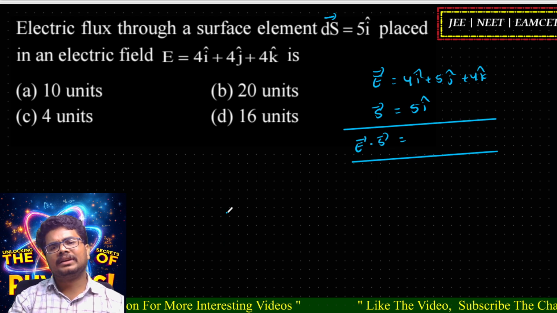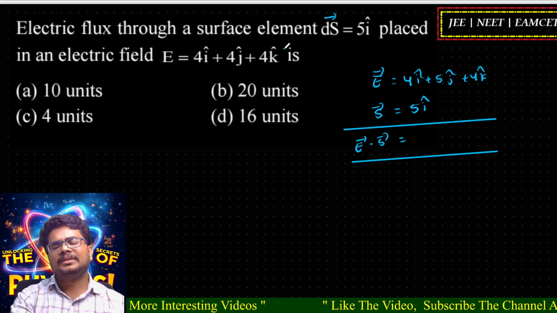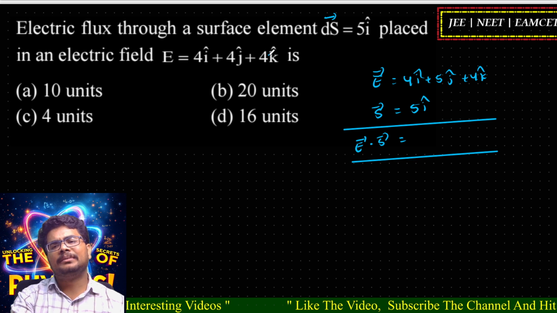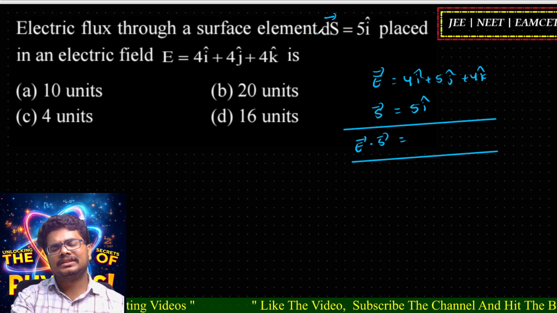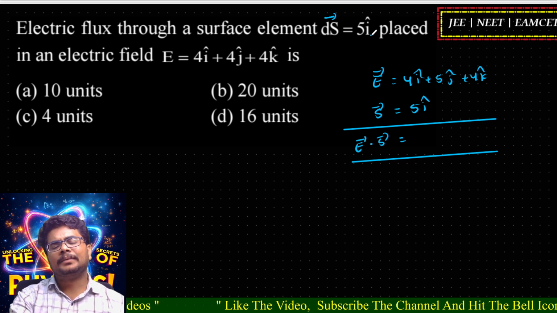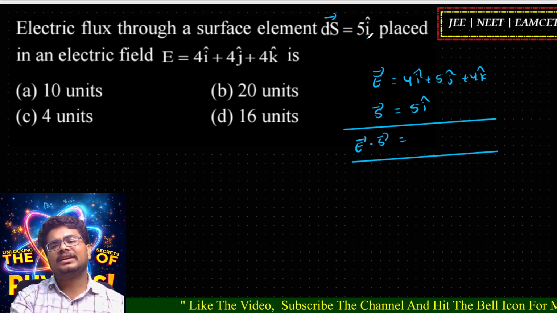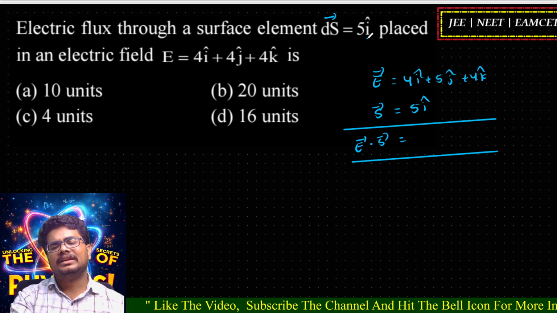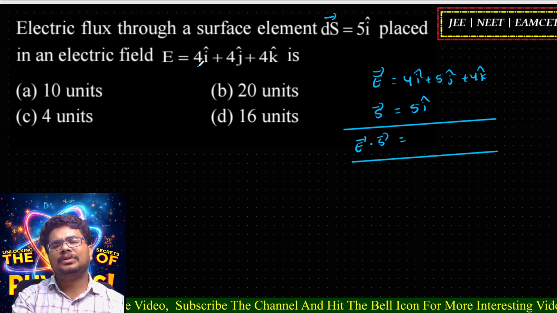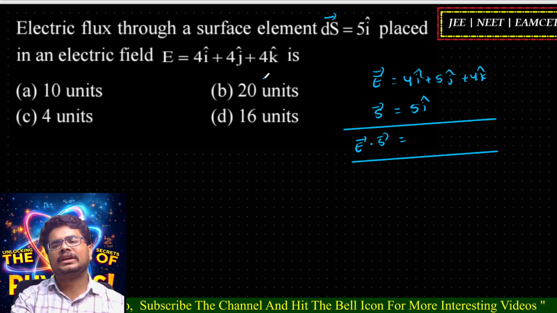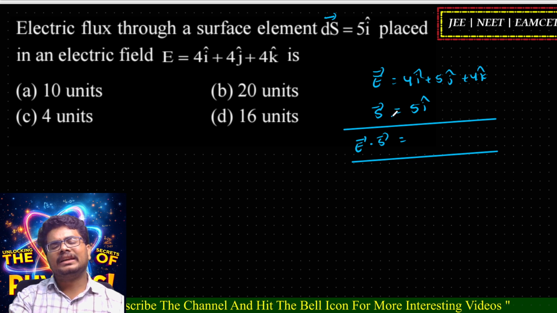Let me go to the next problem. Electric flux through the surface element, they mentioned the area element. The symbol whatever they have given does not matter. Area vector 5 I cap, that is along the x direction, which means it is in the YZ plane, placed in an electric field E equal to 4 I cap plus 4 J cap plus 4 K cap. I have written the electric field and the area vector.